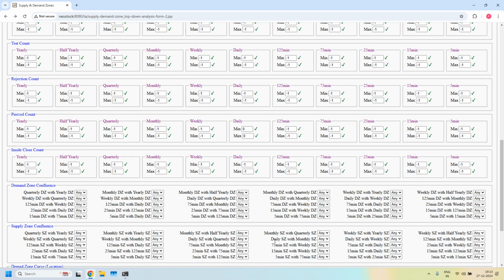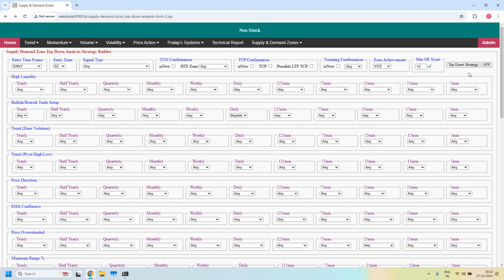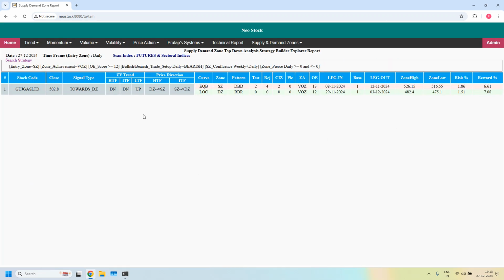That is a daily and a weekly supply zone confluence. Daily supply zone with weekly supply zone confluence. Yes, the stock is filtered. That means this daily supply zone is part of the weekly supply zone. And the weekly trend is down, the ITF trend.